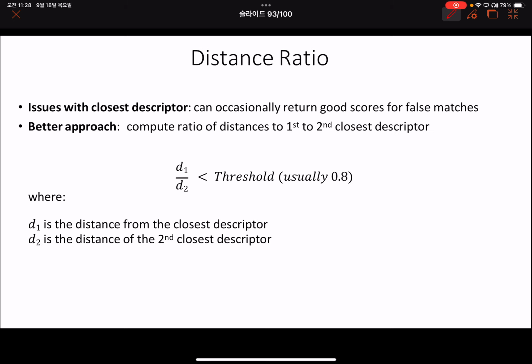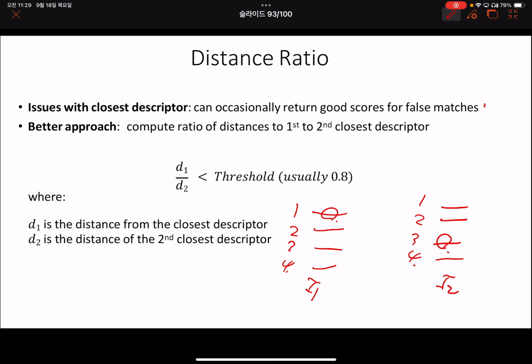But one thing is that if we just simply pick the closest descriptor, so let's say we have 4 points from image 1 and we have points from image 2, then it turns out that the first descriptor has the shortest distance to this one. Then we can make a correspondence between the first point in image 1 and the third point in image 2, but it might be prone to noise, right? It might be prone to erroneous matchings.